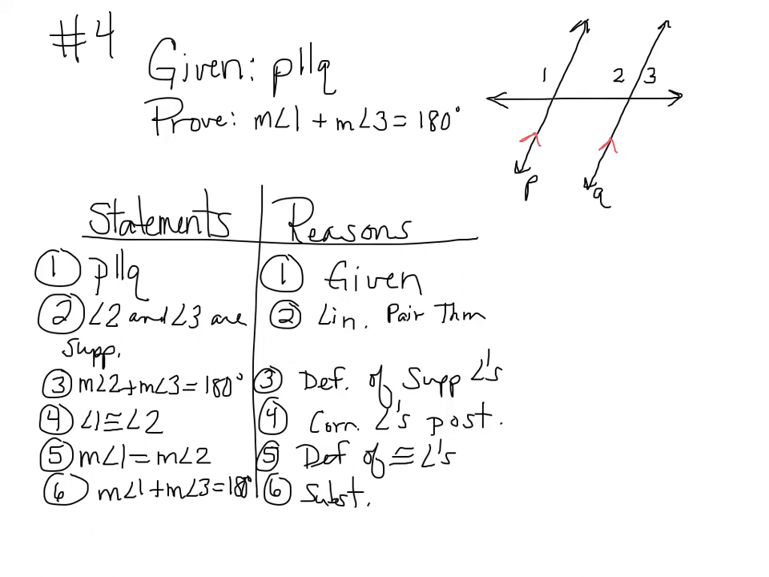Now in this section, there are no new vocab words, but you do have the one postulate and the 3 theorems that you learned.